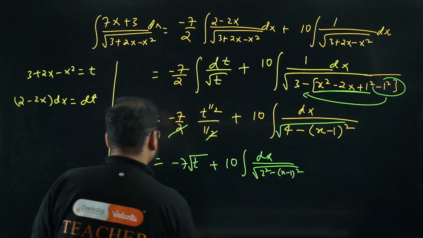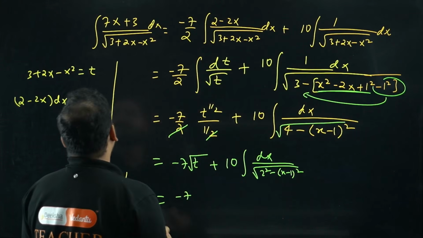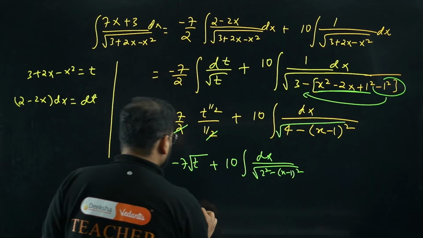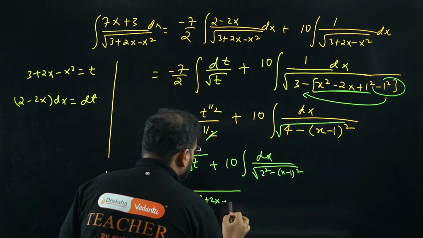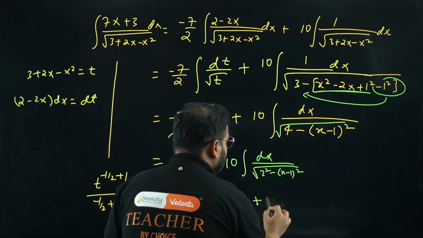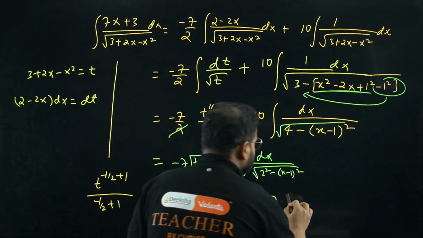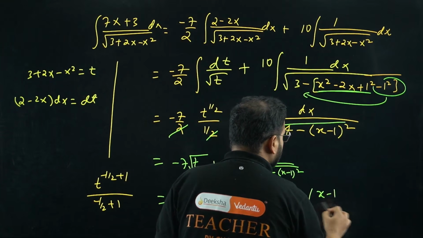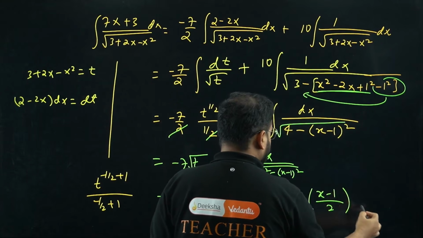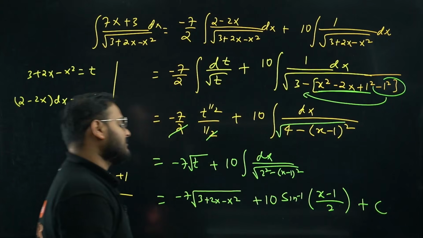There's a formula for this. Minus 7. What is t? T is going to be this root, so write the same root over here. This t is going to be 3 plus 2x minus x square, plus 10, this constant 10 as it is. Sine inverse of x minus 1 by a, plus c of course.